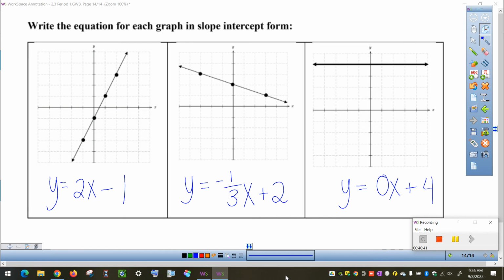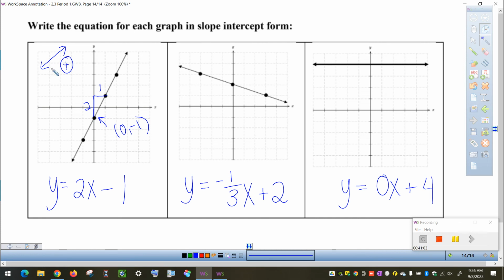All right, so first what we should have here is y equals 2x minus 1. Notice how it's got a y-intercept here at -1. And to get from one point to the next, we're going up 2 over 1, which is really just the same thing as 2. This is a positive slope because of the direction that it's going. So it's just going to be a positive 2 in front of the x.